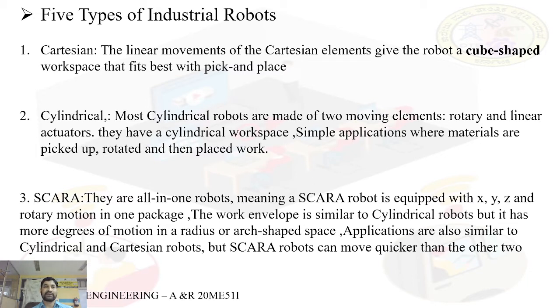The workspace, as I told earlier, is the maximum distance or movement that can be achieved using the particular robot. So the movement of the Cartesian robot, since it moves in a linear direction only, will not rotate.